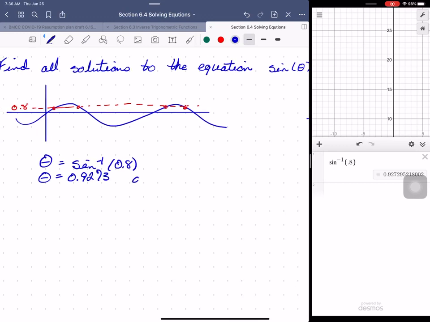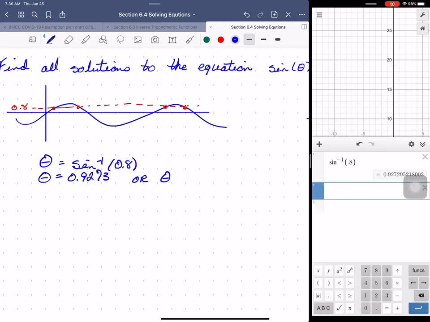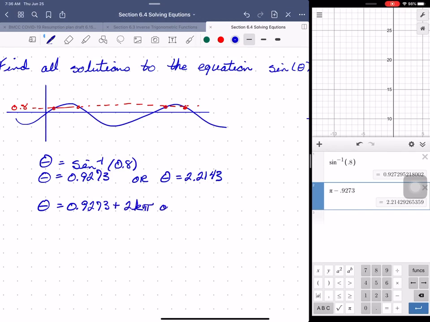So one answer is 0.9273. The other answer is pi minus 0.9273, which is 2.2143, and these are again in radians. Now, I want all solutions. I currently only have the first two, so all solutions are 0.9273 plus 2k pi, or 2.2143 plus 2k pi, where k is any integer.